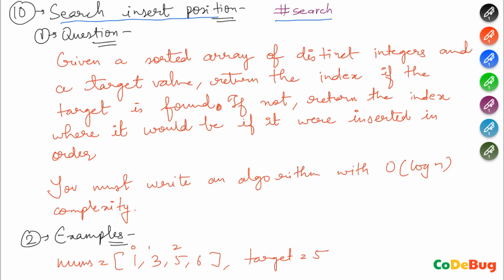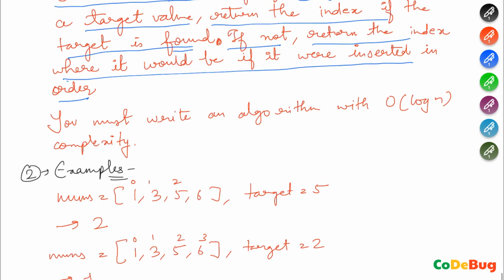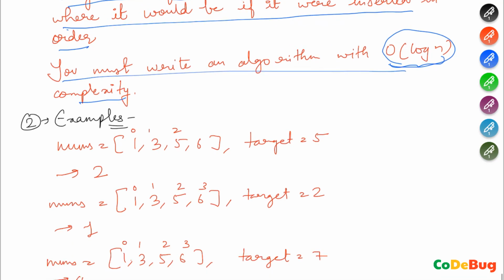We have been given a sorted array of distinct integers, and a target value. What we have to return is the index if the target is found in the array. If not, we have to return the index where it would be if it were inserted in order. And we have to write an algorithm with O(log n) complexity. So no linear complexity, we have to write a log n time complexity.